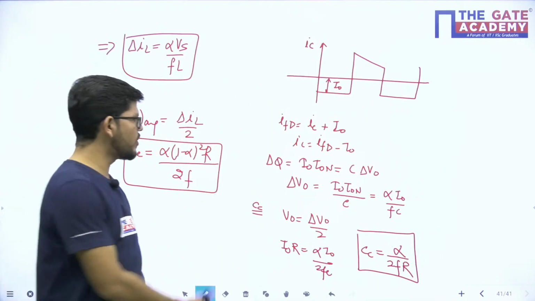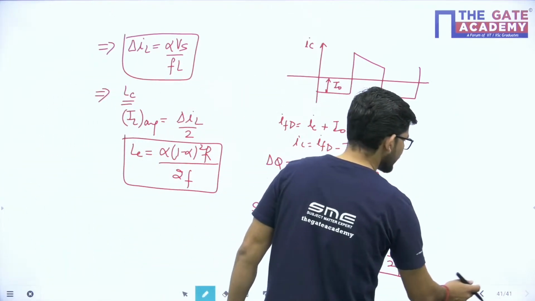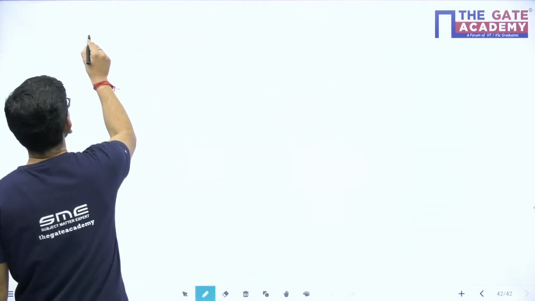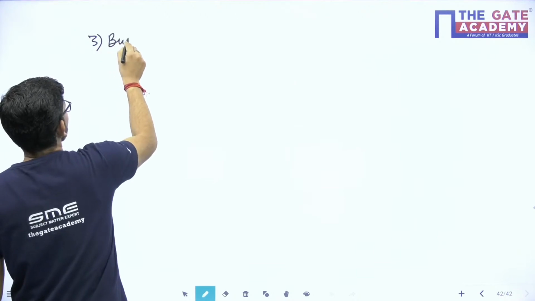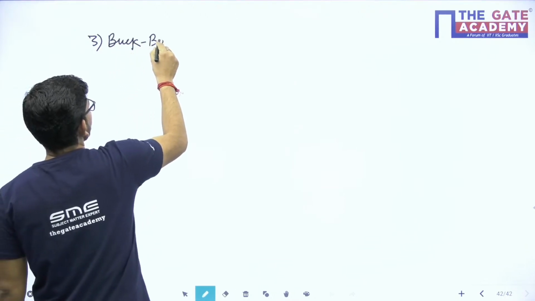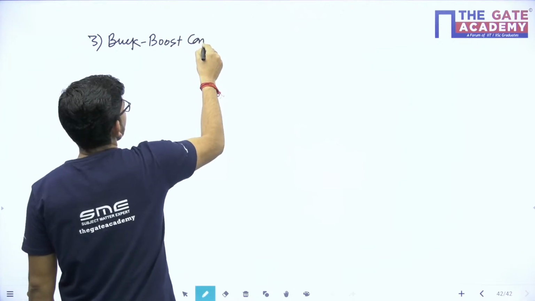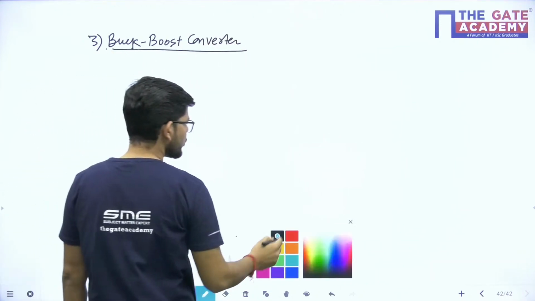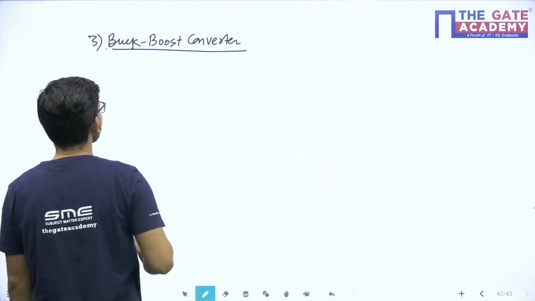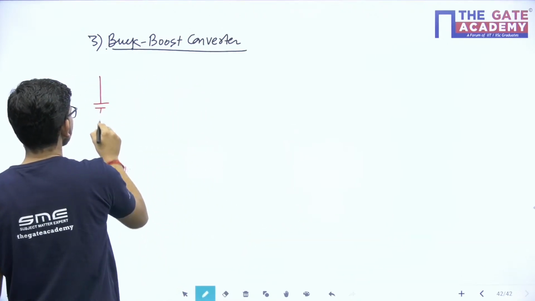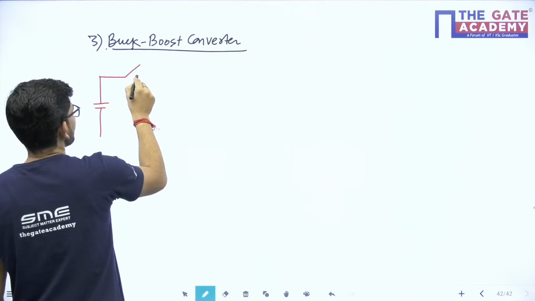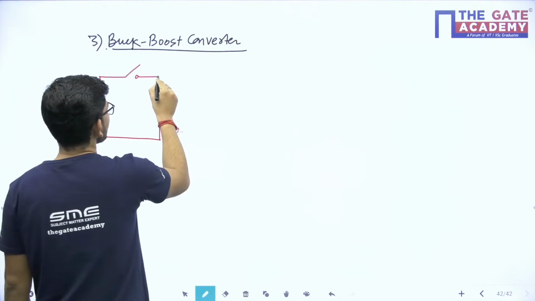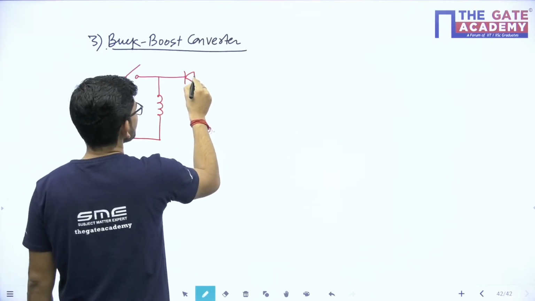So this is all about the buck boost converter. The third circuit that we have is the buck boost converter. And what is the circuit of the buck boost converter? The buck boost converter circuit is something like this. In the boost converter, we just replace the chopper with an inductor, and then we will get the buck boost converter circuit.